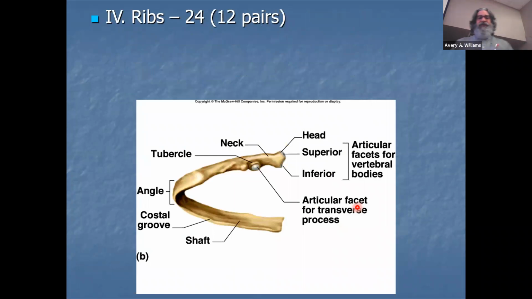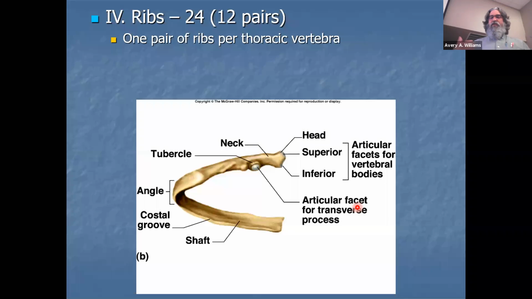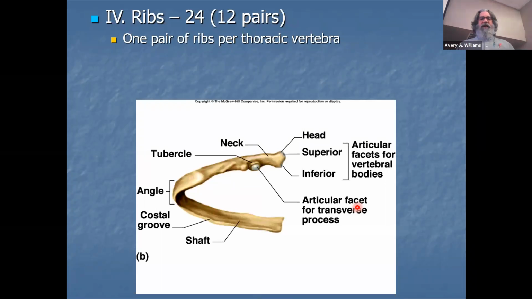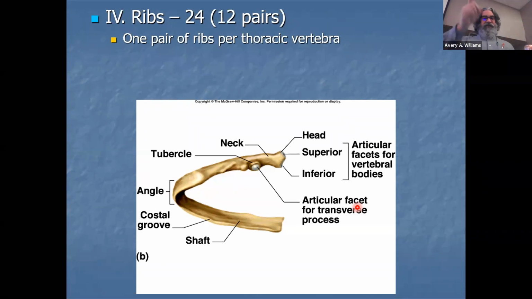Now for the ribs. Ribs, 24. That's 12 pairs. Get it? Why do you have 12 pairs? Because you have one pair per thoracic vertebra, right? How many thoracic vertebrae do you have? Well, 12. And each of the 12 has a pair. So 2 times 12 is 24.